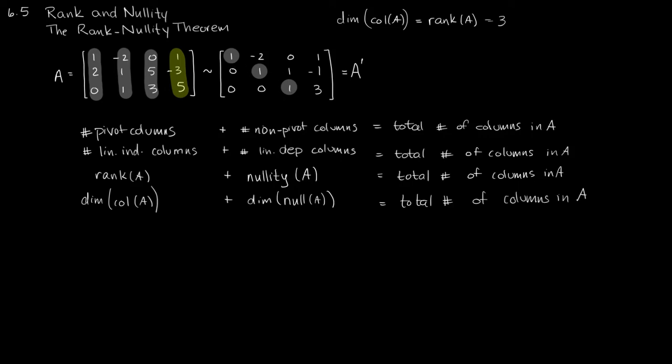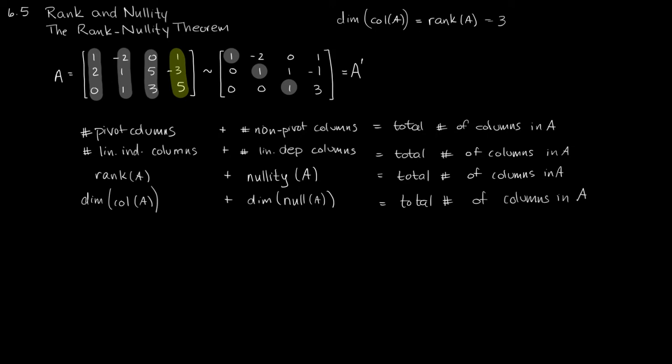Finding the pivot columns helps us find the number of linearly independent columns in A. If we know the number of linearly independent columns, then however many columns there are total, the rest must be linearly dependent, right? The dimension of the column space and the dimension of the null space together add up to the total number of columns in A. These are all just different ways of saying the same thing.